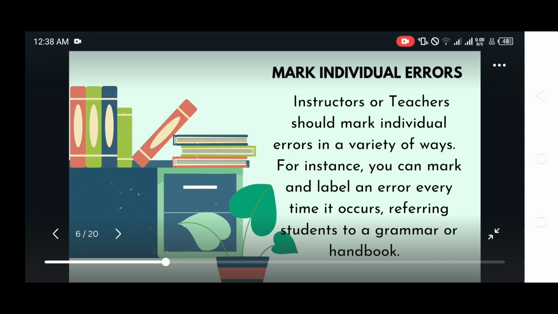You can mark an error the first time it occurs, name it, and ask the students to find and correct other instances in the paper. Some professors circle errors but don't name them, requiring the students to investigate and solve the problems on their own.